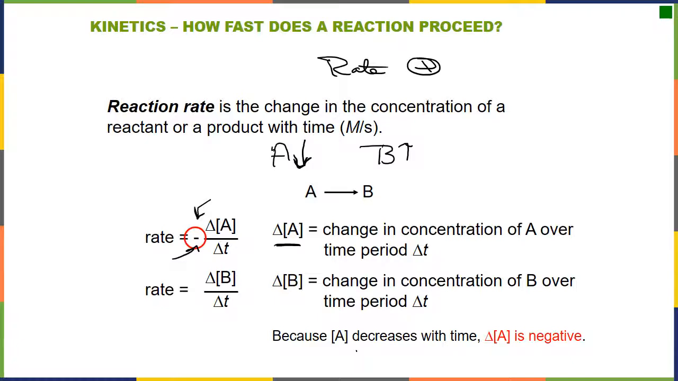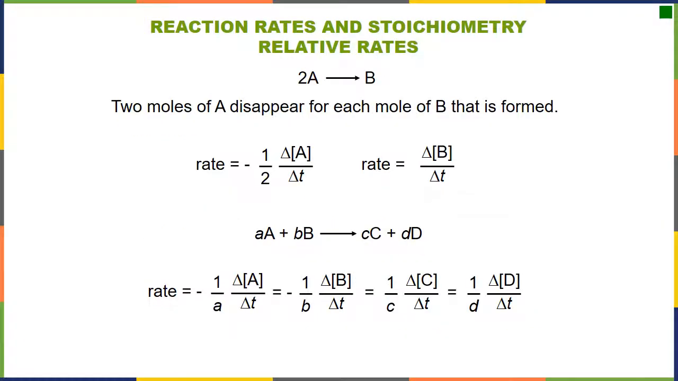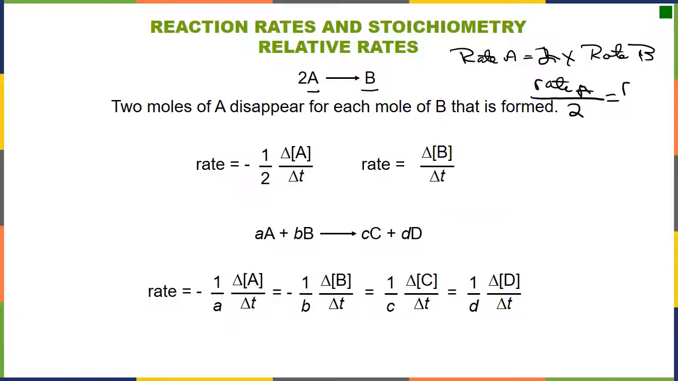But this doesn't deal with the fact that we might have one of them or two of them. So what if instead we have 2A going into B? We know that the rate for A is going to be 2 times the rate for B, or the rate for A divided by 2 is going to be the rate of B. And we know that because it takes 2 A's to make 1 B. So the rate for A is going to be twice as fast.